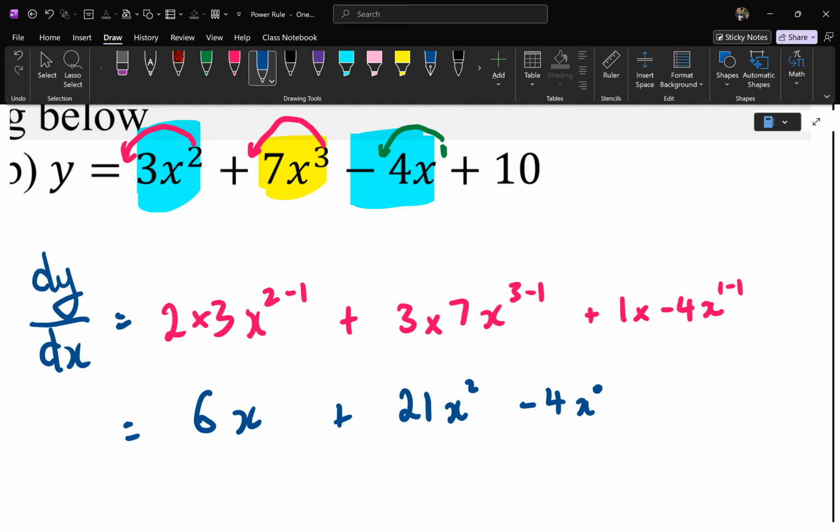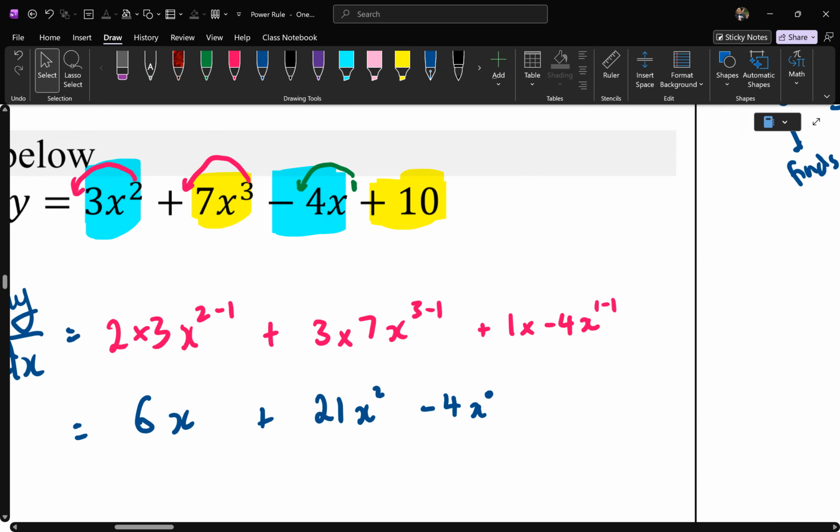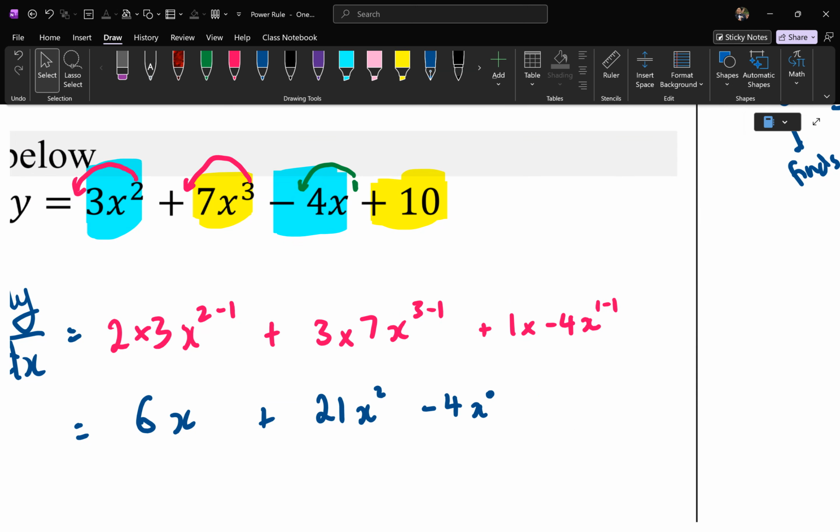But Raha's question was, what happens when it is just a number? Now I ask the same question. Let's see if you can figure it out. What is the power for the last one? Because remember, it has to be a function. It has to have an x to the power of something.